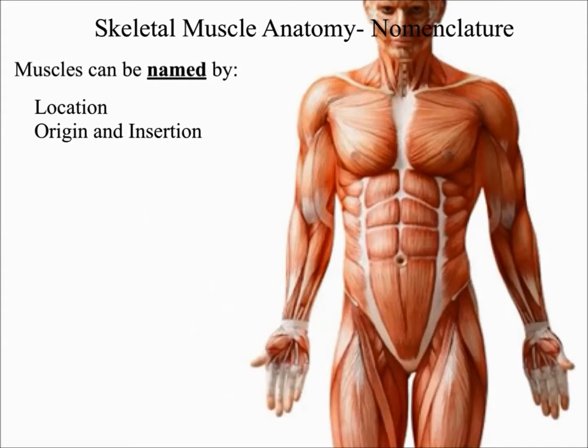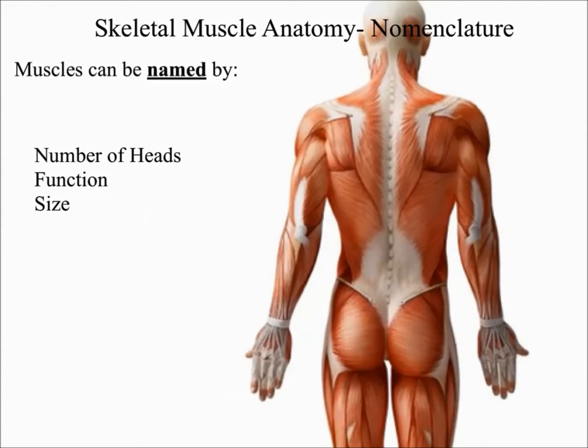Examples of muscles named by location include the pectoralis major and the biceps brachii. Pectoralis refers to the pectorals, pectoral means chest, and brachii refers to the arm. An example of a muscle named by its origin and insertion would be the brachioradialis. It attaches to the brachium, or the arm, and it also attaches to the radius, the radialis. Examples of muscles named by the number of heads would be the triceps brachii.